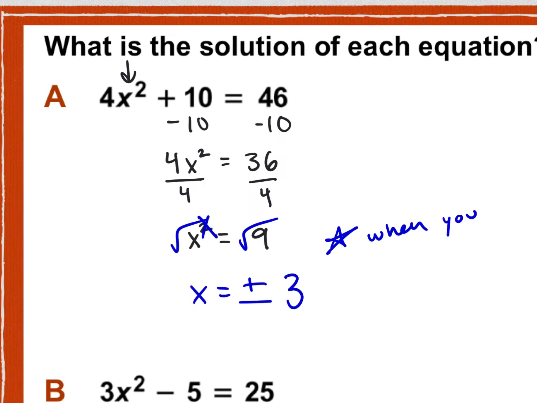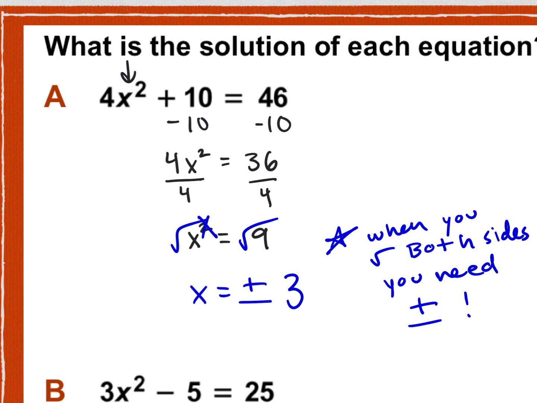So you always have to write plus negative? Uh-huh. Because it's two different answers. You have the positive 3 and the negative 3. So when you take the square root of both sides, you need the plus or minus.